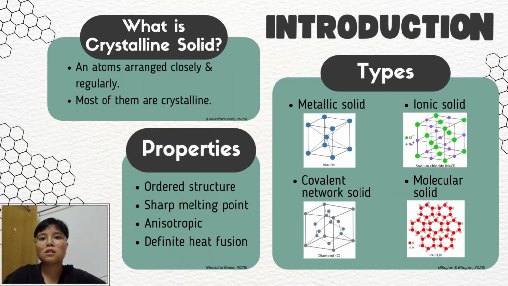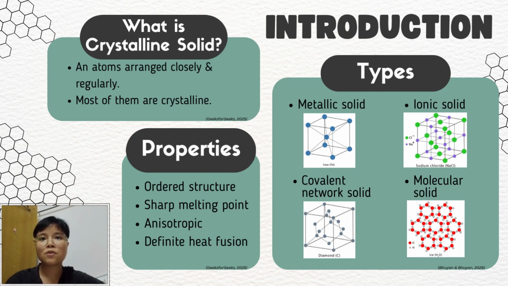A solid is made of atoms, molecules, or ions that are arranged closely together and regularly in a complete order. Most solid substances are crystalline, and the arrangement of particles maximizes the total force of attraction between them. These forces can be ionic, covalent, hydrogen bonds, or van der Waals forces.